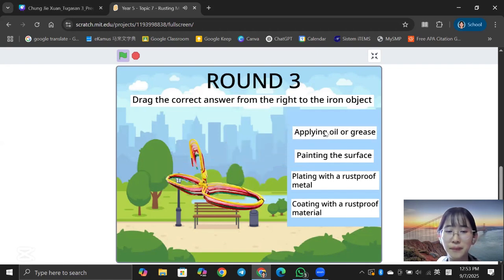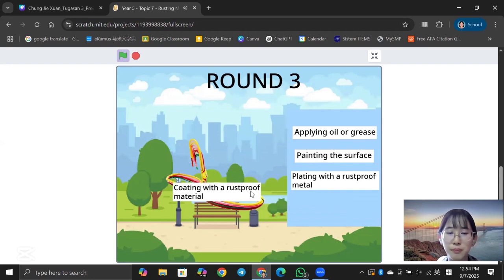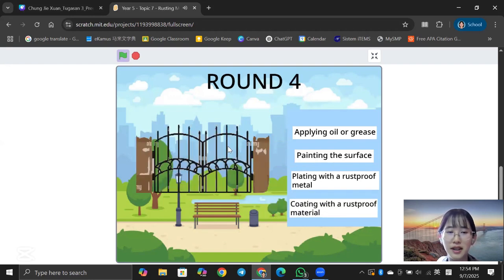Round 3. Hanger. As you can see, the hanger up here is coated with the rust-proof material, which is rubber. So definitely coating with a rust-proof material. Round 4. Iron gate. For the iron gate, we usually see outside that it's coated with paint. So definitely painting the surface.